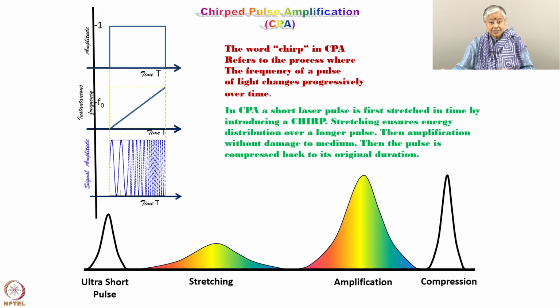I think I should describe what chirped pulse amplification is, and what the word chirp in chirped pulse amplification, CPA for short, refers to. It is a process where the frequency of a pulse of light changes progressively over time. Okay, that is a chirped pulse.